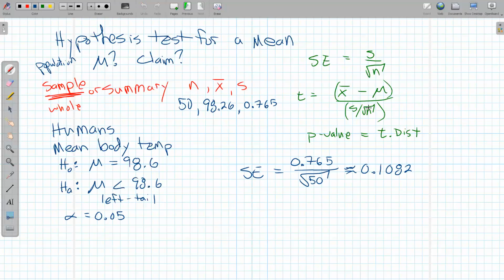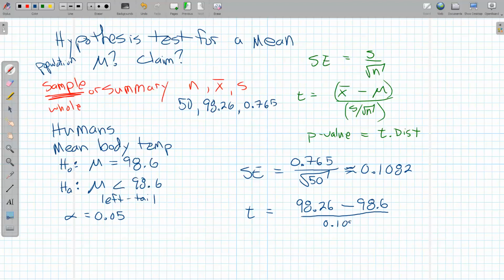And then the test statistic, which we didn't find back there, takes into consideration the null hypothesis. My sample said the mean was 98.26. I want to know how far that is from what the null says, 98.6. Then I want to measure that distance in terms of the standard error.